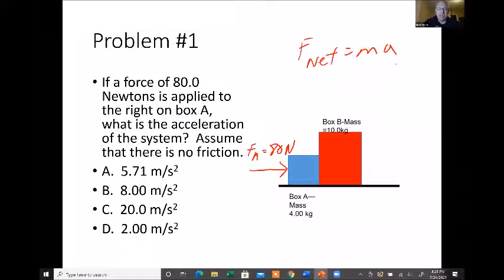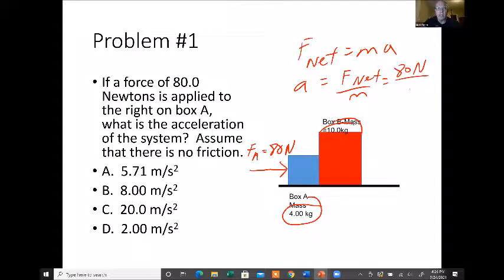That net force is the net force that acts on the whole system. The system in this case is made up of a 4 kilogram object and a 10 kilogram object, which means we have a total mass of 14 kilograms. I'm going to rearrange Newton's second law for acceleration: a equals F net over m. I'm going to take my net force of positive 80 newtons and divide that by the mass of the whole system, 14 kilograms.